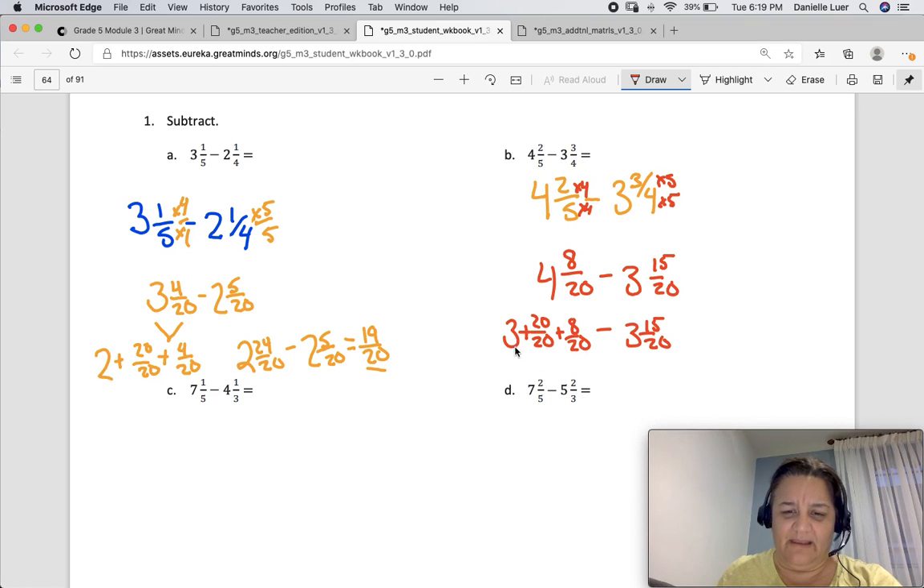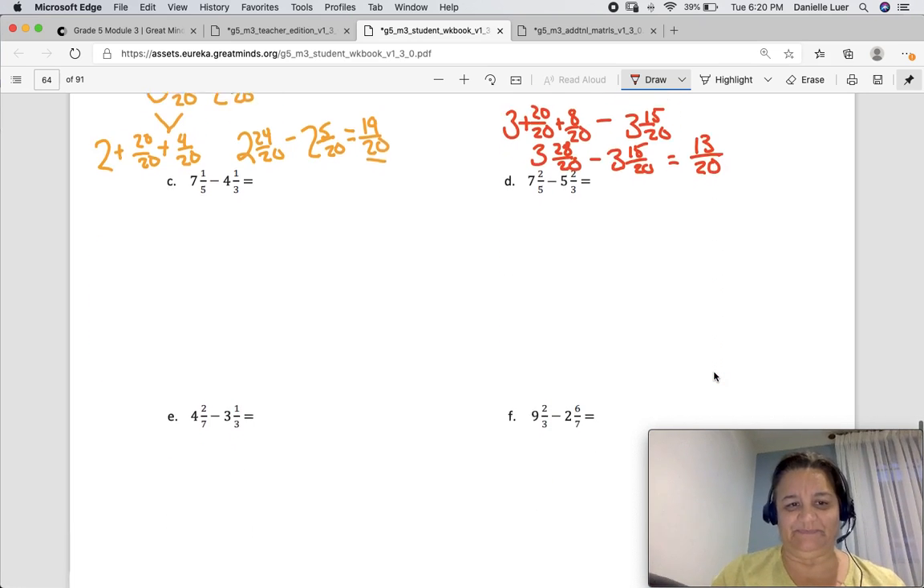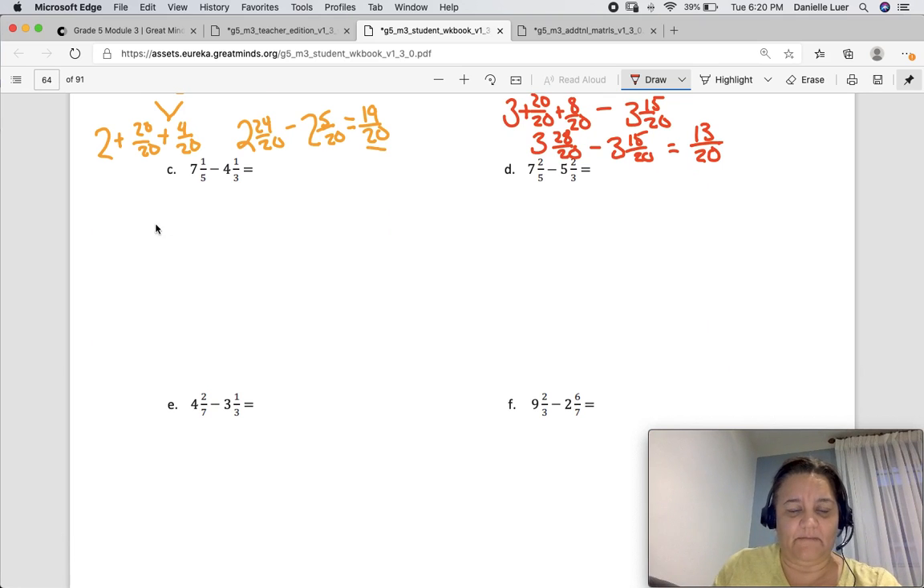Now, 3 and 28 20ths minus 3 and 15 20ths. That is easy. 3 minus 3 is 0. 28 minus 15 is, what is it? 5 plus 8 is 13 20ths. All right, let's try the next one. I want to try this in a different way.